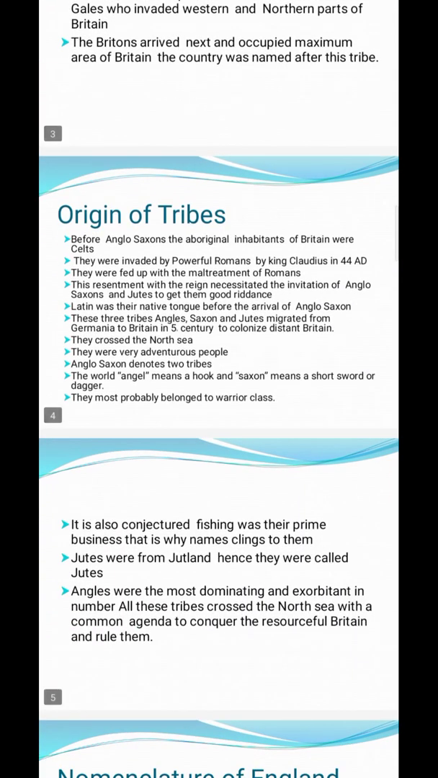So now let's discuss the origin of the tribes. Before Anglo-Saxons, the aboriginal inhabitants of Britain were Celts. They were invaded by the powerful Romans under King Claudius in 44 AD.